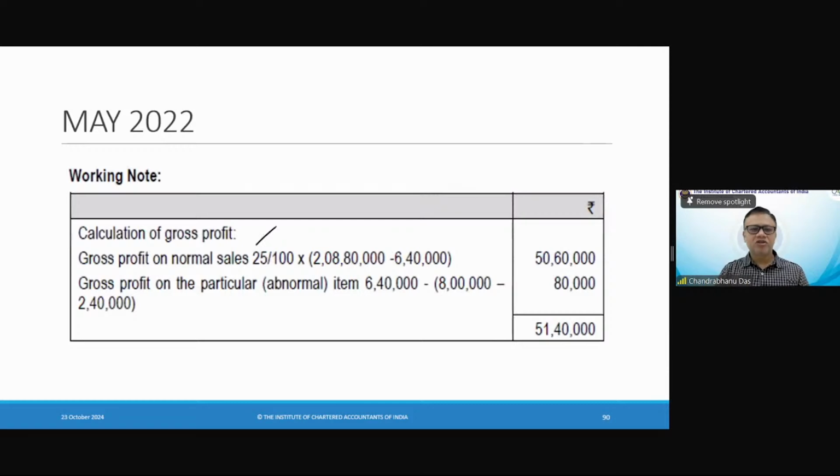Now, gross profit on normal sales is 25% of the normal sales, and the abnormal 6,40,000 will be deducted. Now, on the particular item, 6,40,000 minus 8 lakhs minus 2,40,000, you get the gross profit of 80,000. So 51,40,000 is your gross profit which you get.